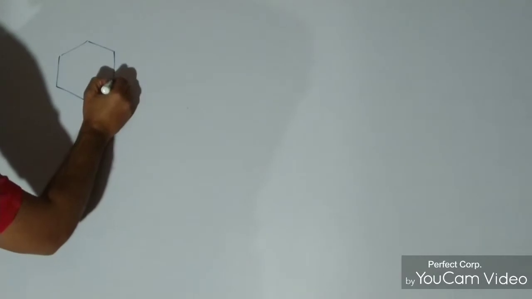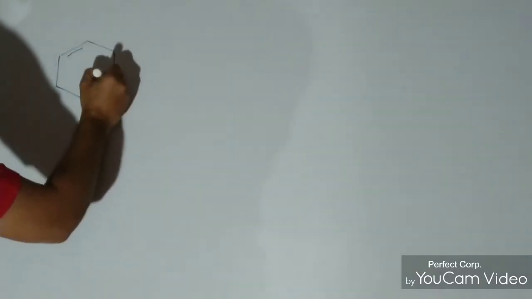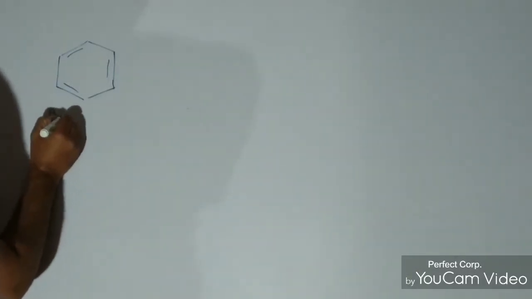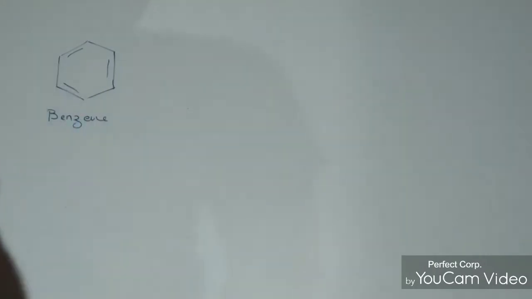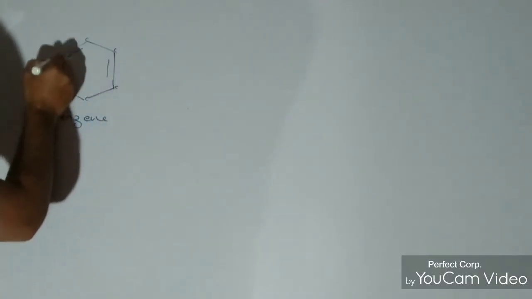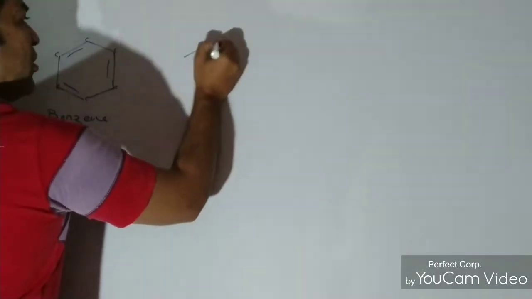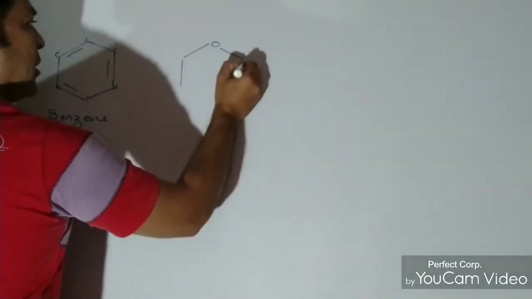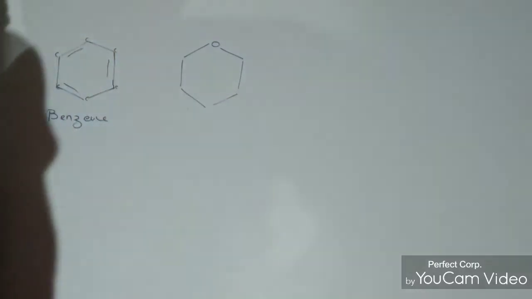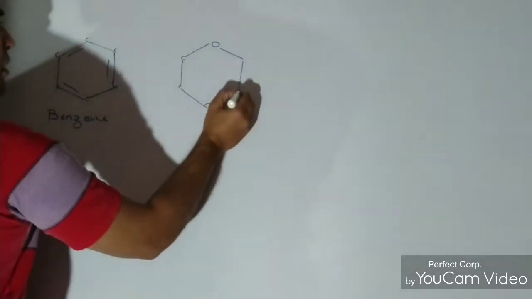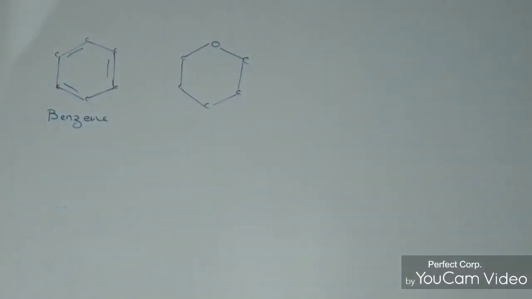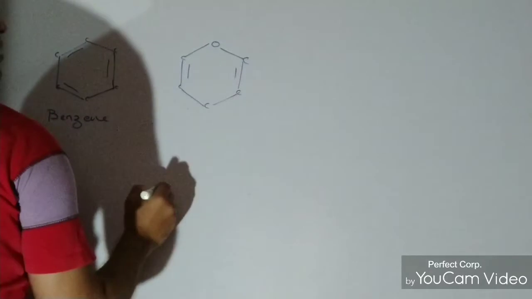See, when such a hexagonal cyclic structure is drawn, and double bonds are kept like this, this is known as benzene. Here all are carbon, carbon, carbon, carbon, carbon, carbon. All are carbon. But instead of one of these 6 carbons, 1 oxygen comes in, and the rest remain carbon. Then such a structure is known as pyran.